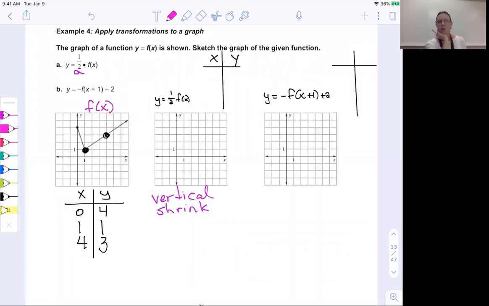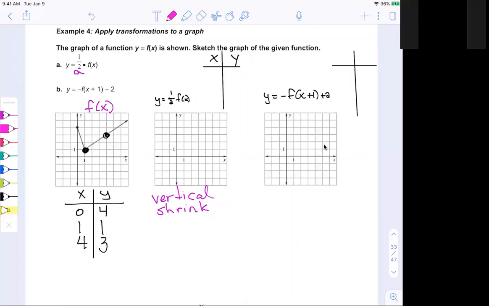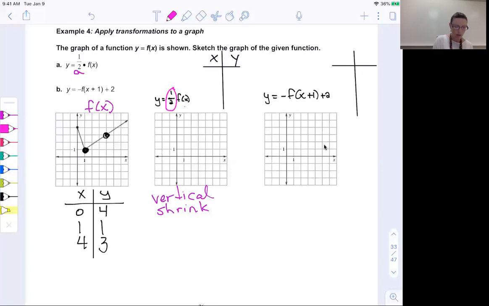What variable would you think about being vertical if we have an x and a y? Which variable usually represents a vertical change in your graph? Alyssa, what variable would be a vertical change in our graph? Y. Yeah, y. So what we're going to do is take the y values and multiply all of them by 1/2, because this is 1/2 times f of x, but f of x really represents y.